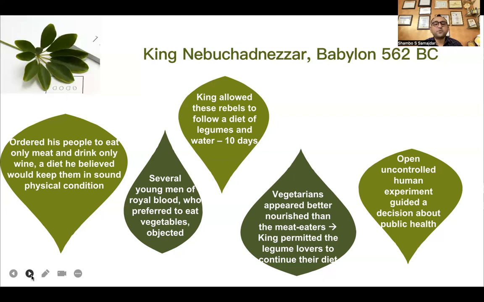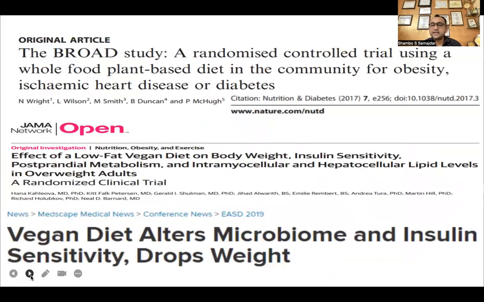So this is one type of open, uncontrolled human experiment. But this experiment had guided a decision about public health, which we need to understand. And that is why this event was quite historical. And now we all know, for the last 10 or 20 years, lots of studies are ongoing, and they have shown a vegetarian diet or vegan diet has produced better effects compared to the other arms. So what was initiated at the time of King Nebuchadnezzar, now the studies are proving the concept.